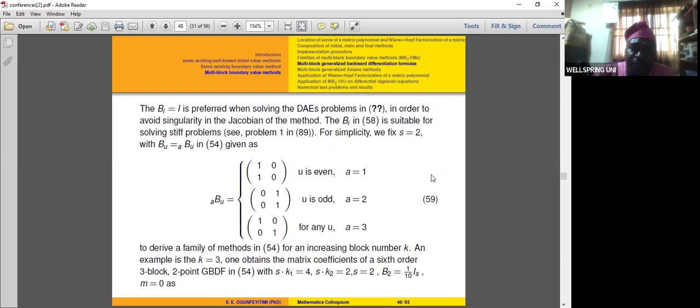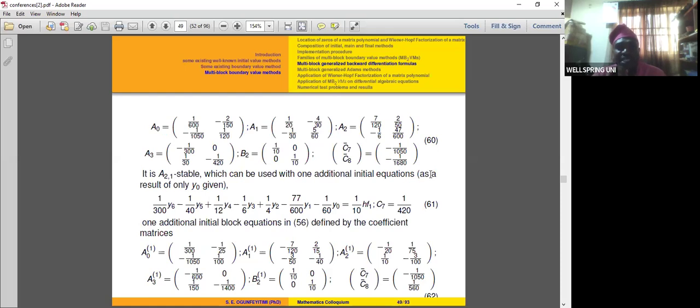For when we split our s equals to 2, we have for 2 dimension, 1, 1, 0, 0 for even, we have for the odd, and for any type, we will use A to denote A equals to 3, which is the diagonal. Now we want to fix K equals to 3 and s equals to 2, where we have our B2 as 1 over 10 of the identity and M equals to 0 in the condition given above. We have the coefficients. The coefficient for the main method is given in equation 60.